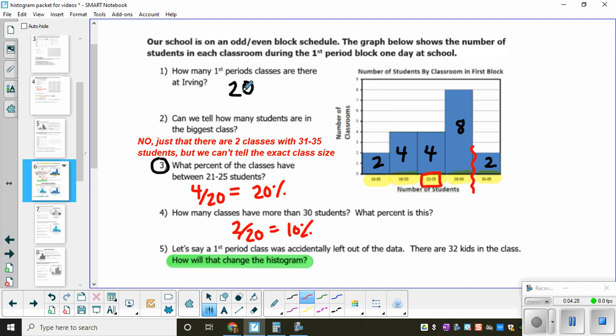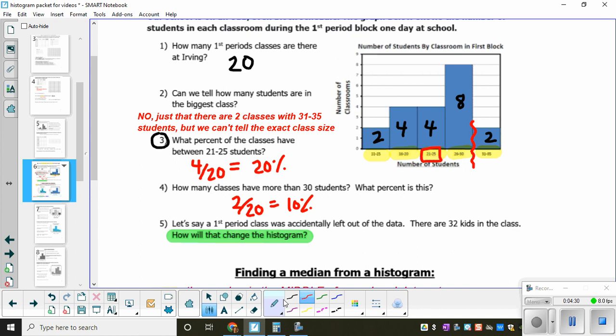Okay? Now, another fun question that you might see is what happens if something gets included into the data that wasn't originally included? So let's say that there was a first period class that was accidentally left out of the data, and we find that there are 32 kids in that class. So if there's 32 kids in that class, that's going to fall into this category. How will that change the histogram? That's just going to change the height of this bar right here.